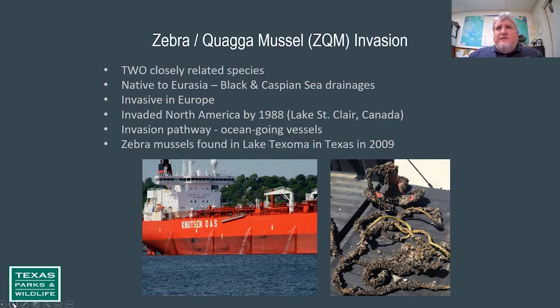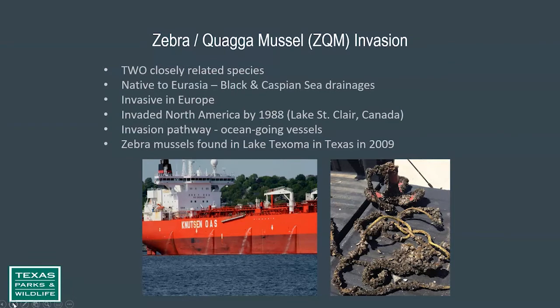I know most of you are acutely aware of these issues, but I'm going to go over some background information to help put our efforts on Lake Waco in context, as well as provide some background for those who may be new to this issue. Zebra mussels were native to Eurasia, Black and Caspian Sea drainages, but they invaded the United States via ocean-going vessels.